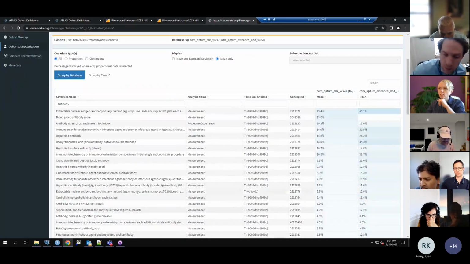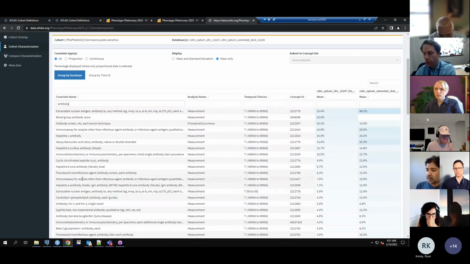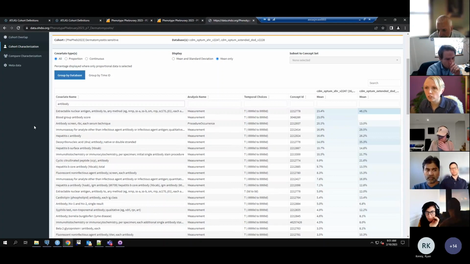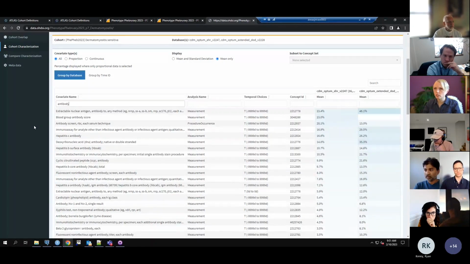I don't know what these are. Yeah, I mean, this makes sense. Sorry, Andrew, go ahead. Oh, I was going to say the ENAs are a really common panel that you'd expect to be run with the evaluation of dermatomyositis. So I'm looking at this and I'm curious, are most of these labs mapped at the panel level instead of the component level? So the LOINC codes that we're using here are at the panel level?